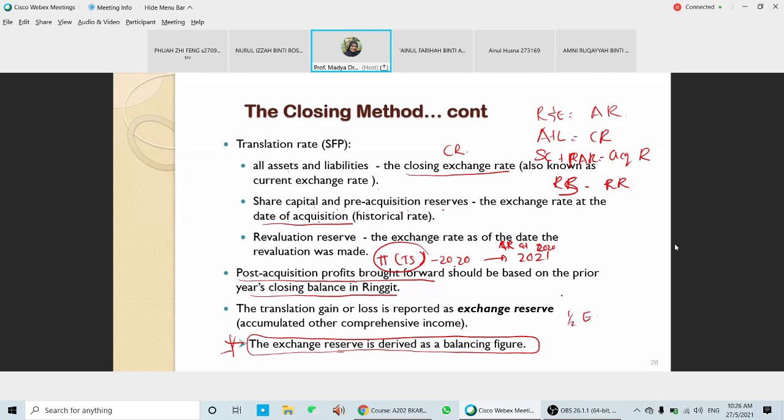So you need to find your net asset. Remember that the net asset, which is asset minus your liability, should equal your equity. So the balancing amount here is your exchange reserve. Maybe you don't understand this one yet. We're going to look at the example later.